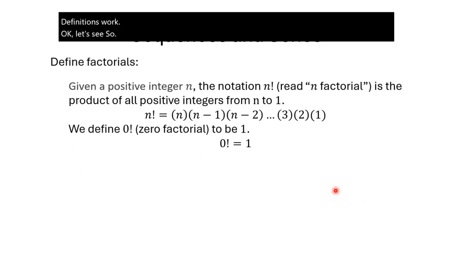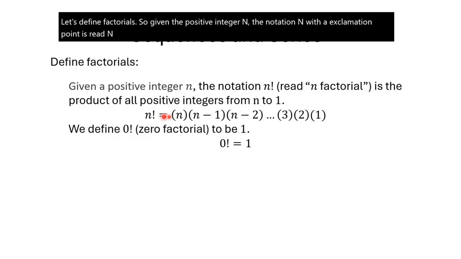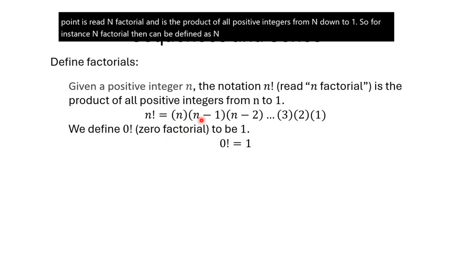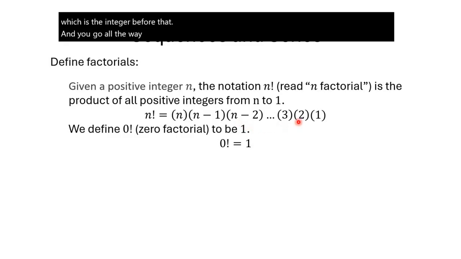Let's define factorials. So, given the positive integer n, the notation n with an exclamation point is read n factorial and is the product of all positive integers from n down to 1. So for instance, n factorial can be defined as n times n minus 1, which is the integer before it, times n minus 2, which is the integer before that, and you go all the way down to 3 times 2 times 1. You go all the way down to 1.